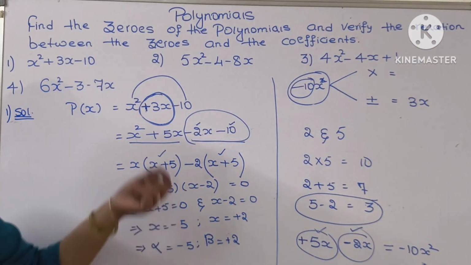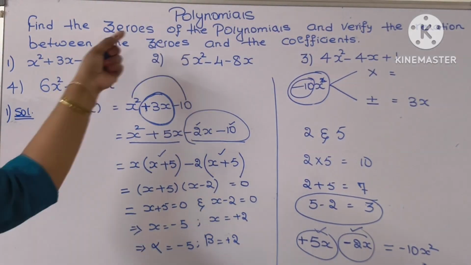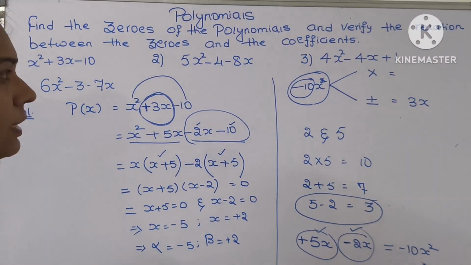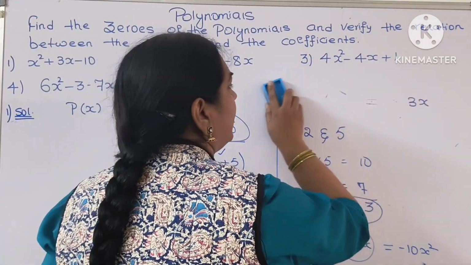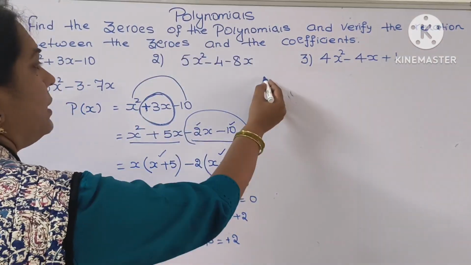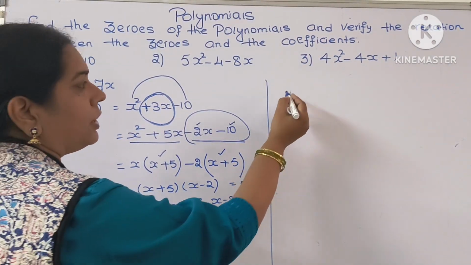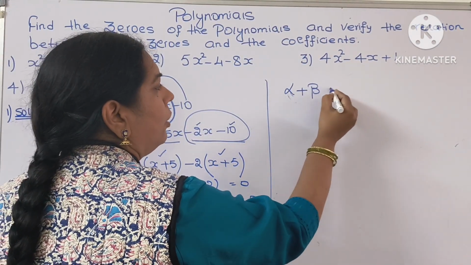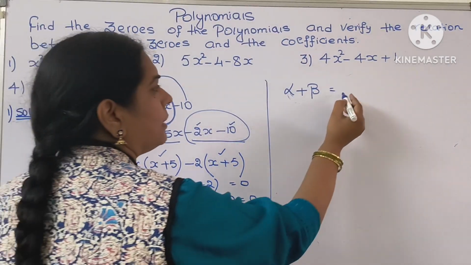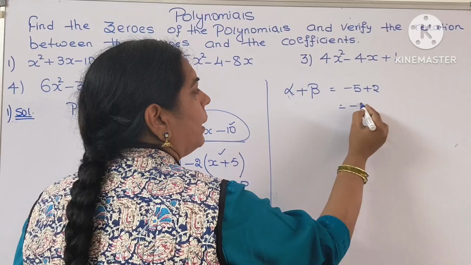Now this is about finding the zeros of the polynomial. What is the second part of it? We have to verify the relation between the zeros and the coefficients. And let us do that second part of it. Verifying the relation. What is the relation? The sum of the zeros, alpha plus beta. What is alpha? Minus 5 plus beta plus 2, which is equal to minus 3.